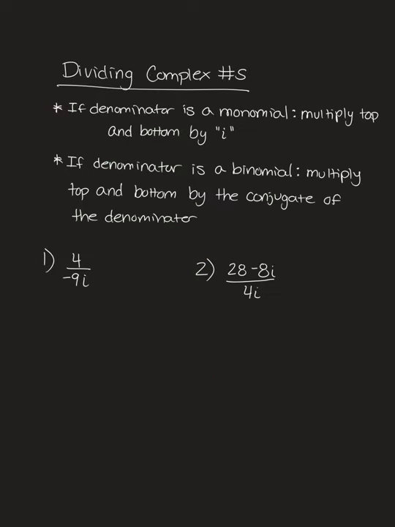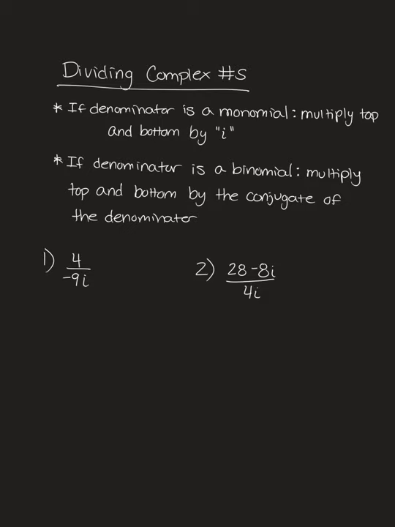So the conjugate is useful whenever it comes to dividing complex numbers. So here's a couple of tricks. If your denominator is a monomial, multiply the top and bottom by i. The reason that we're doing this is because we cannot have i in the denominator of a fraction. Okay, that's not mathematically correct. So if the denominator is a monomial, multiply the top and bottom by i.